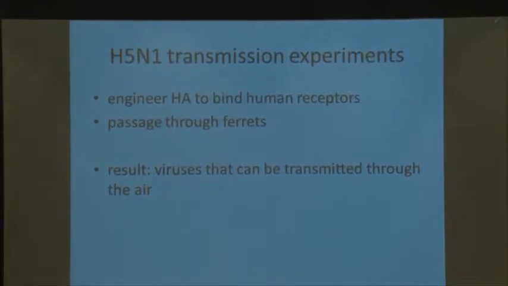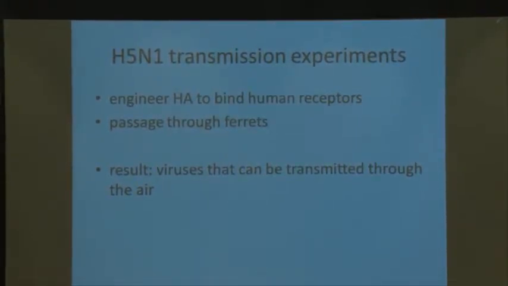That's one of the big things that restricts avian viruses from infecting us: birds have different receptors on their cells for influenza virus than we do. And then they passaged it through ferrets, which are the accepted animal model for human infection with influenza virus. What they got out were viruses that could be transmitted through the air from ferret to ferret, and then presumably from human to human.